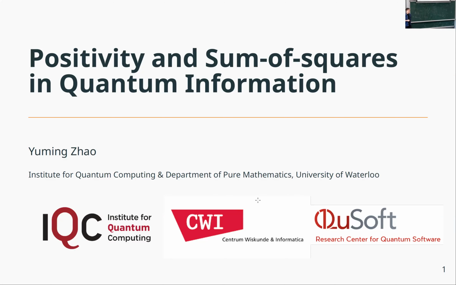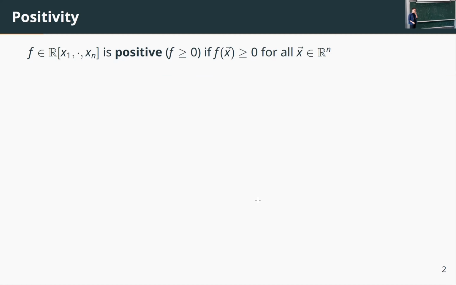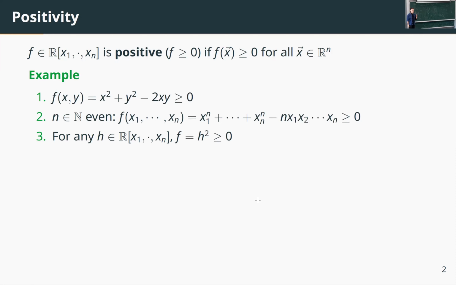So let's jump into this idea of positivity. A multivariate polynomial with real coefficients is called positive if it is a non-negative number when evaluated on all reals. So when I say positive, I really mean non-negative. For example, x squared plus y squared minus 2xy is always a positive polynomial. And by the arithmetic-geometric inequality, when n is an even integer, the sum of xi to the n minus n times the product of the xi's is positive. And also the square of any polynomial is always a positive polynomial.